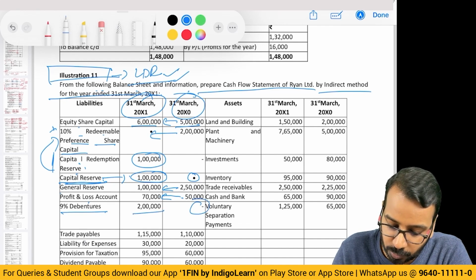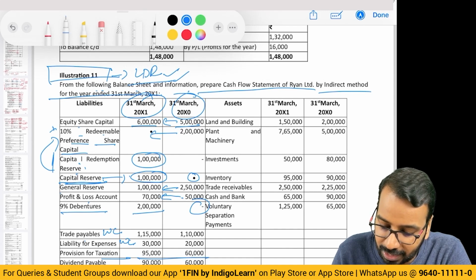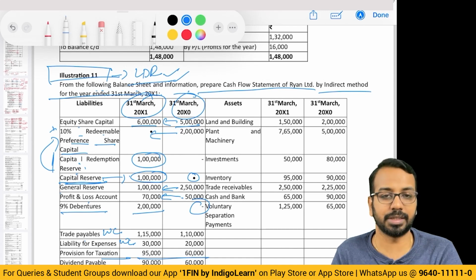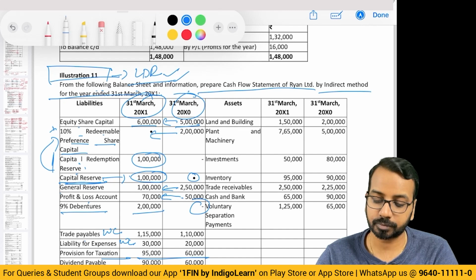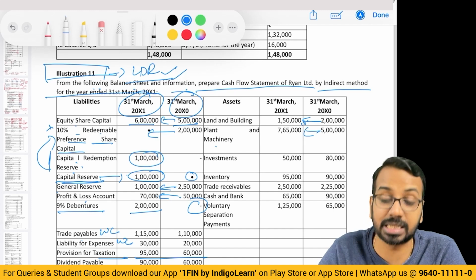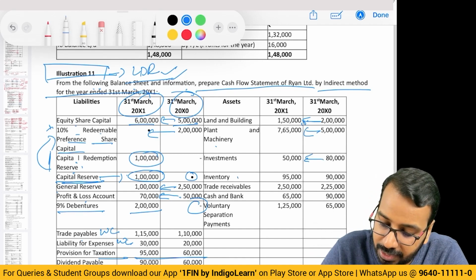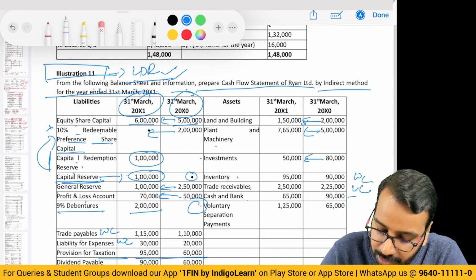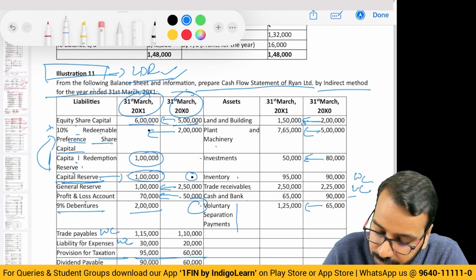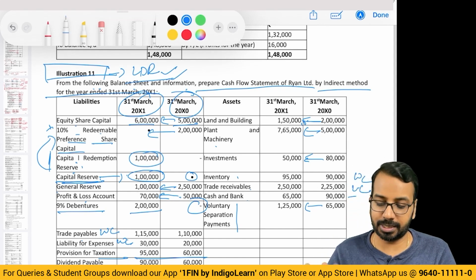Trade payables, this is working capital changes. Provision for taxation we will handle separately. Dividend payable 60 and 90. This also we will see what is there. Then land and building 2 lakhs has become 150. Most likely there is a sale. Plant and machinery 5 lakh has become 765, purchase. Investment 80 has become 50, sale. Inventory, working capital change. Trade receivable, working capital change. Cash and bank separately. Voluntary separation payments 65 to 125, there is an increase. Okay, so all of this information has come up.